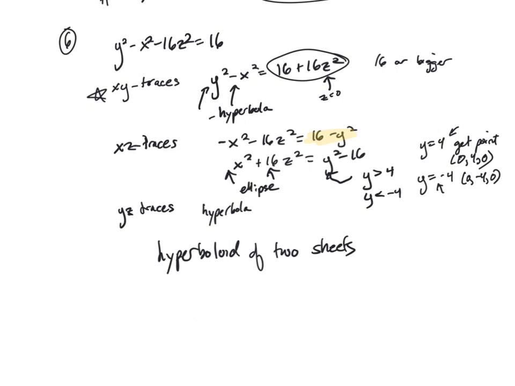So if I look at any of the values along the graph where y is between negative 4 and 4, then there's a gap. So that's why we get 2 sheets.